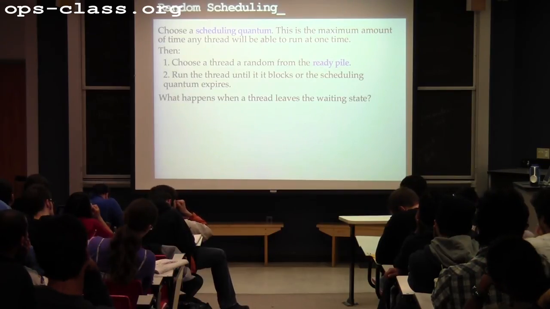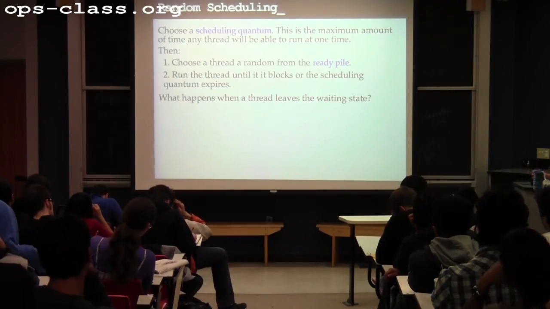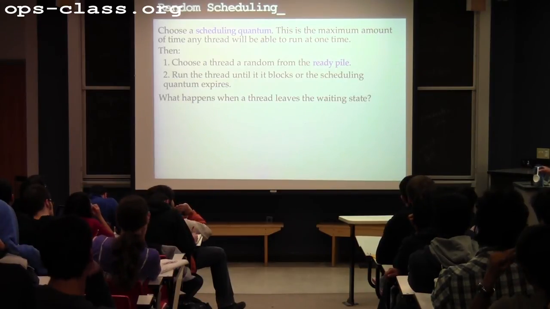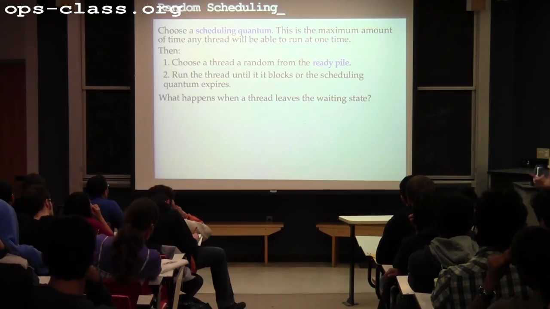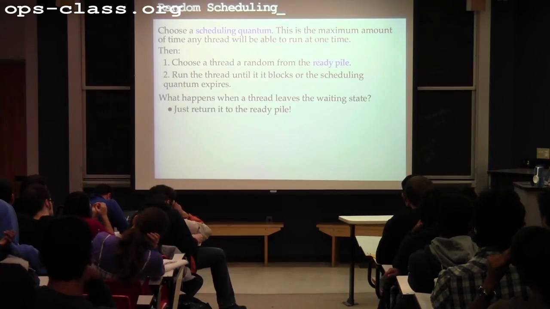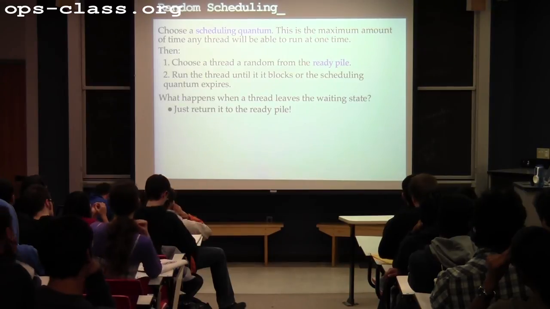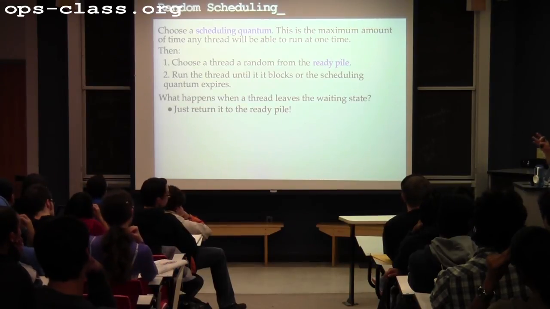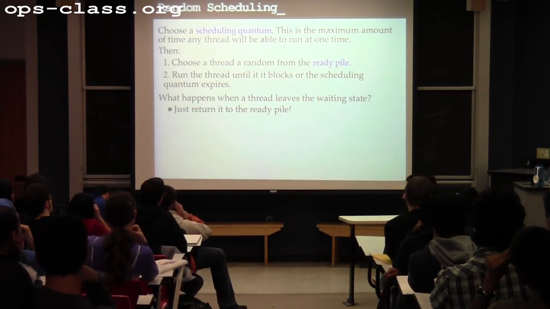Now, what happens when a thread leaves the waiting state? Let's say a thread was blocked on I/O, and that I/O finished, and now the thread can continue. What do I do? Anyone remember? I just throw it back in the ready pile. And you shouldn't call it a queue, because I'm picking from it at random. So it's a pile, not a queue. A queue has an order.